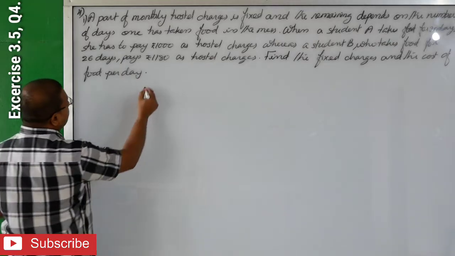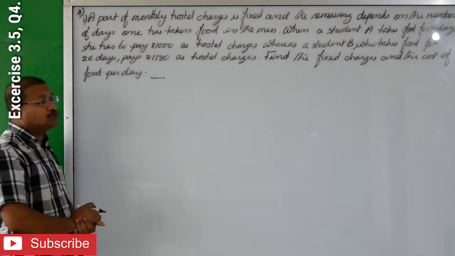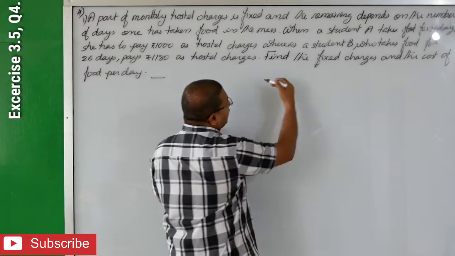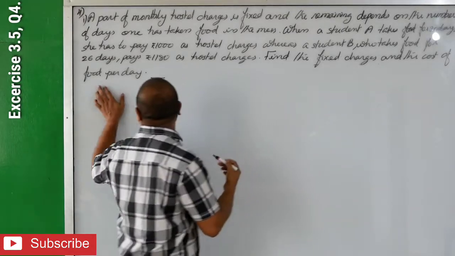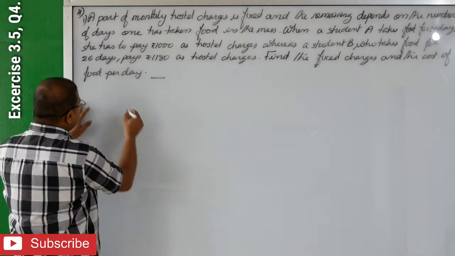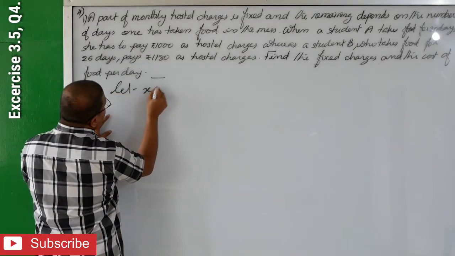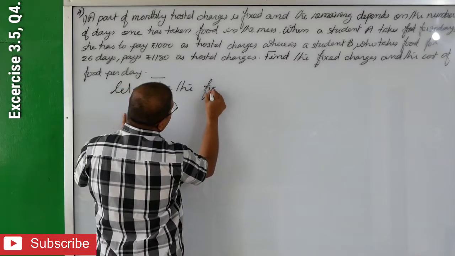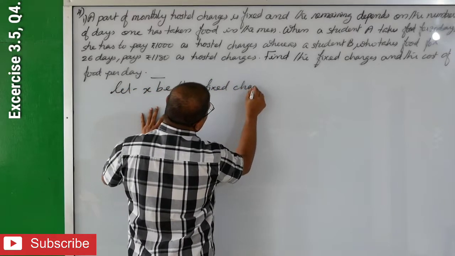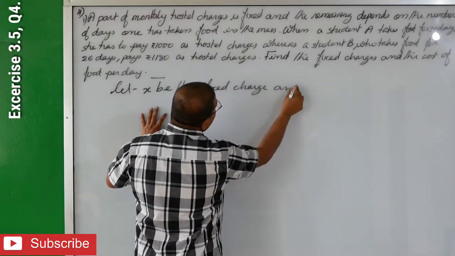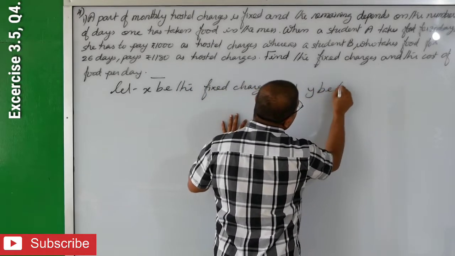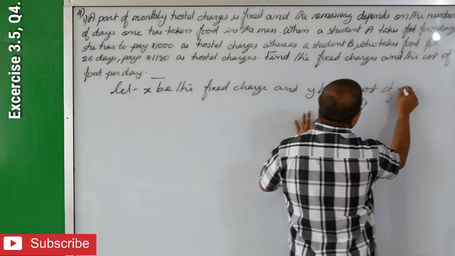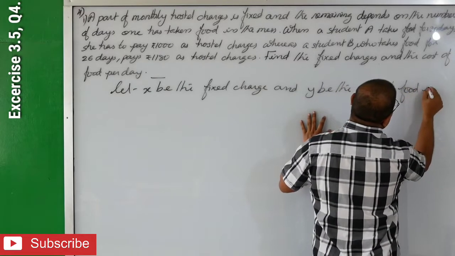Ready? See, the condition is given. There are two students A and B. Actually here we have to find out the fixed charges and the cost of food per day. Ready? So first you will write, let X be the fixed charge and Y be the cost of food per day.